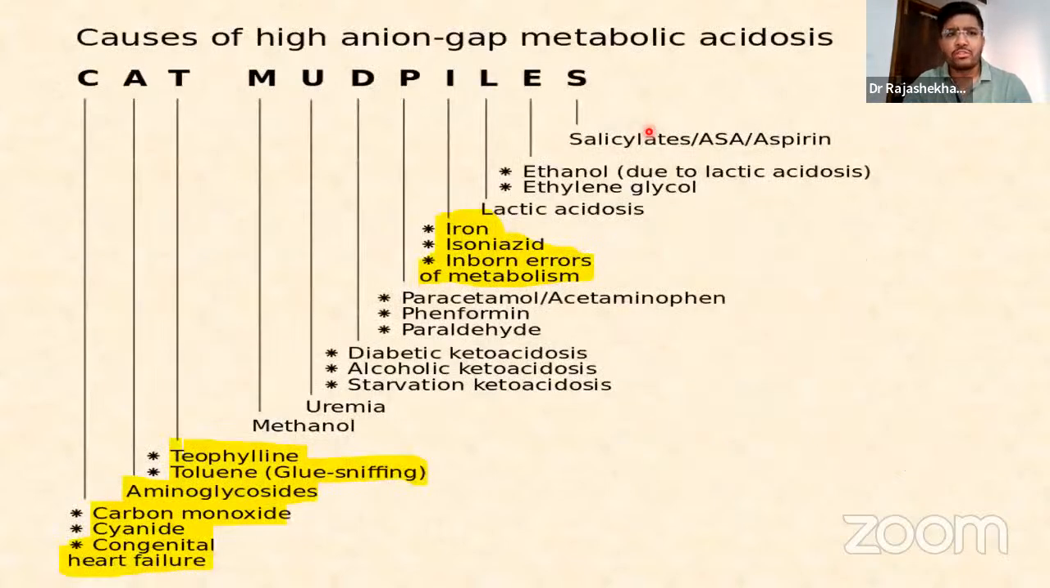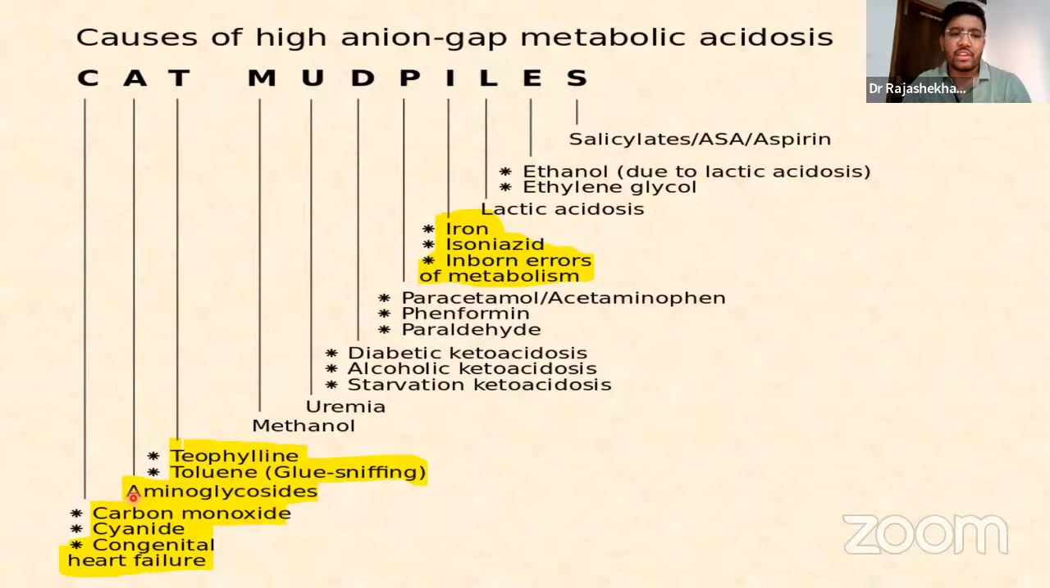And MUDPILES is also the mnemonic for knowing the causes of high anion gap metabolic acidosis. So I think we have included all the things here. Some things which are not there in that chart from UpToDate were carbon monoxide, cyanide, and congestive heart failure. So this is basically the hypoperfusion which is leading to lactic acidosis, causing the acidosis. There is no extensive different mechanism.